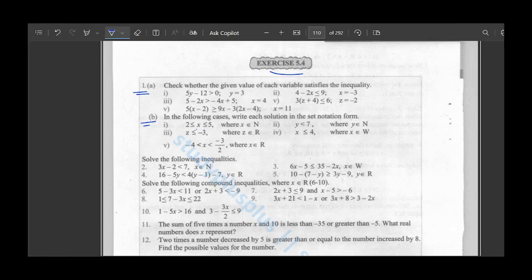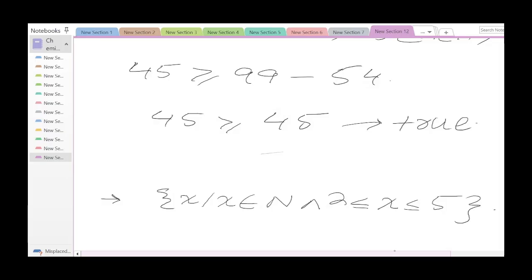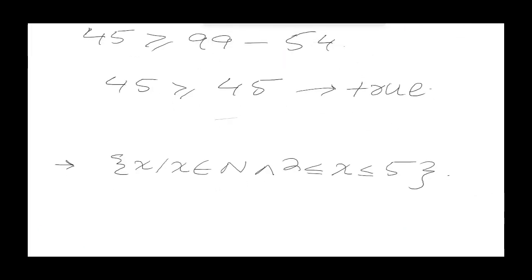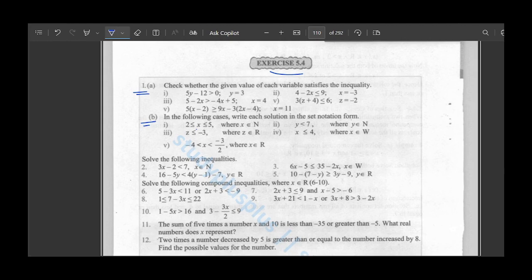Now in the second case, we have y is less than 7, and here also y belongs to the set of natural numbers. This is pretty easy. You will just follow the same format. You can write here x such that x belongs to the set of natural numbers and y is less than 7. You just need to write that.